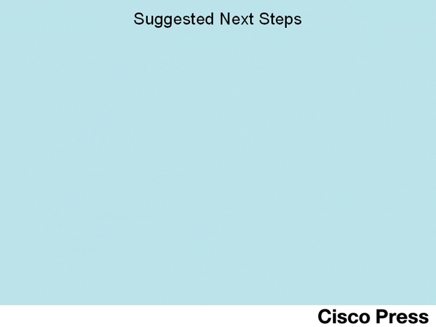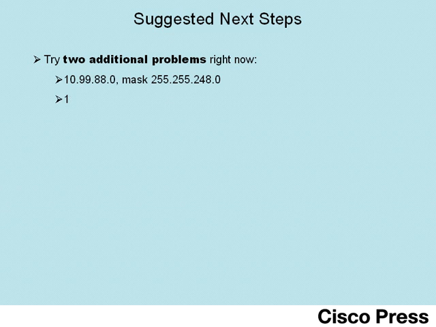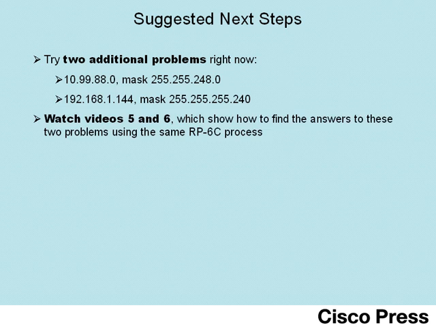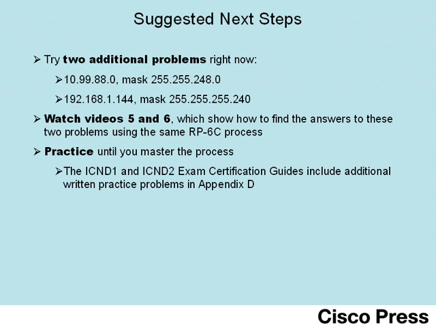It's a good idea to go ahead and practice this same process with 2 additional problems right now. Here on the screen you should see those 2 additional problems, so go ahead and work those. Then if you want to make sure you're using the process correctly, you can watch videos 5 and 6, which show how to work these two problems. Once you see those, it's a good idea to practice more until you perfect the process. And of course, don't forget, both the ICND1 and ICND2 books in Appendix D have some additional practice problems.